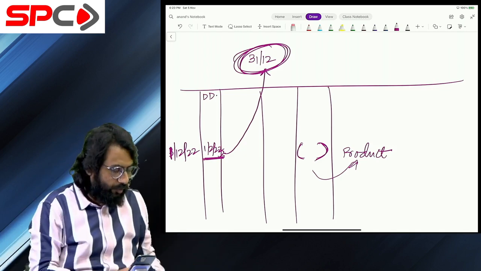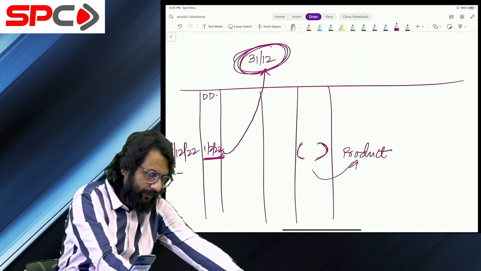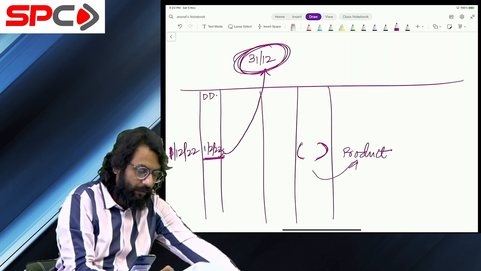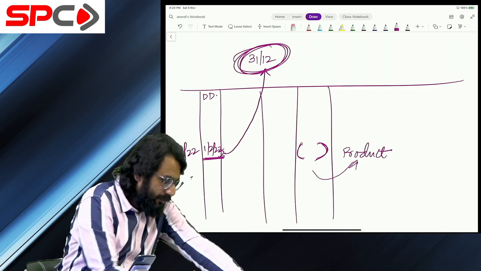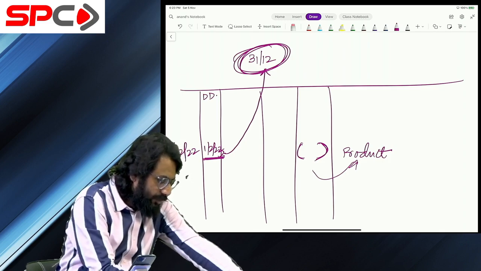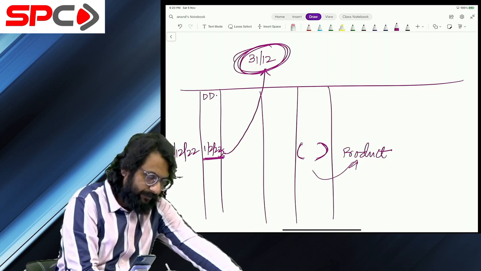Okay. So question number 2, I said is very important. Question number 1, we have already done. Question number 2, I'm not going to solve it again. Now question number 3. Can you do it? Question number 4. Question number 5.